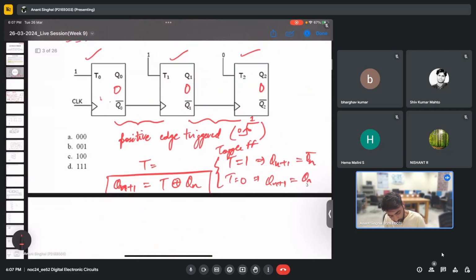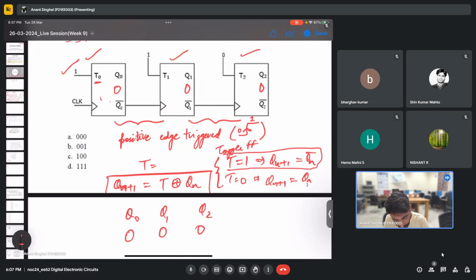Yeah. So initially q naught, q1, q2 are 0, 0, 0. Now you can clearly see here t naught is 1. Here you can clearly see the relation. When t is 1, the next state will toggle. So whenever t is 1 and we have a positive edge clock, let's say we have applied the first clock, then what we can see is this q naught, or this qn plus 1, will become qn complement. So this q naught will become 1 and this q naught bar will become 0. Is there any doubt in this particular step that it is 1 and it is 0?